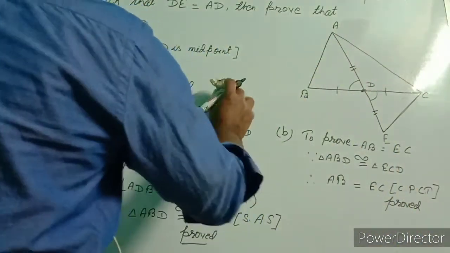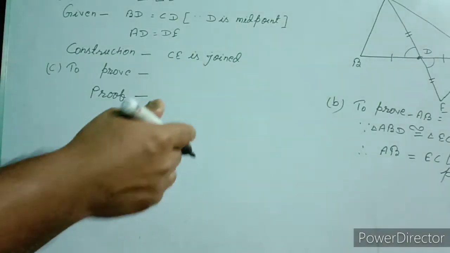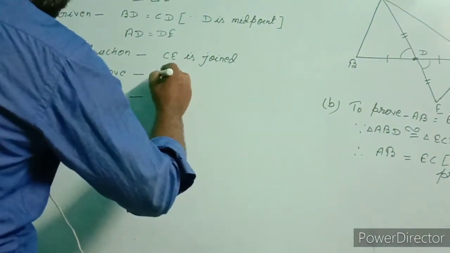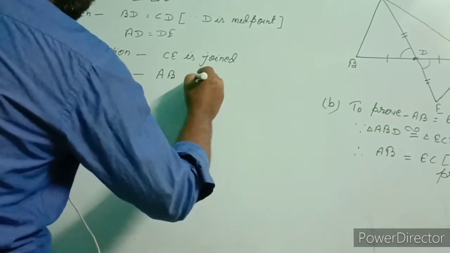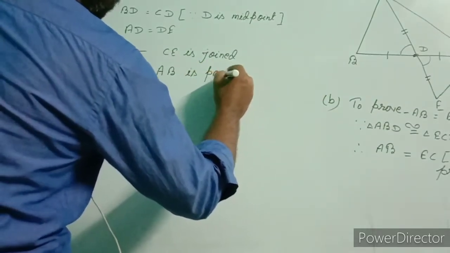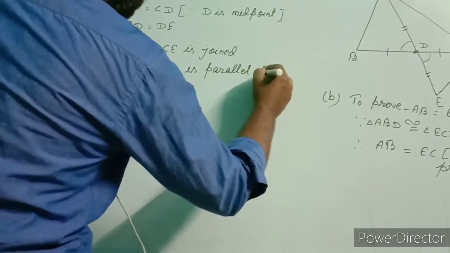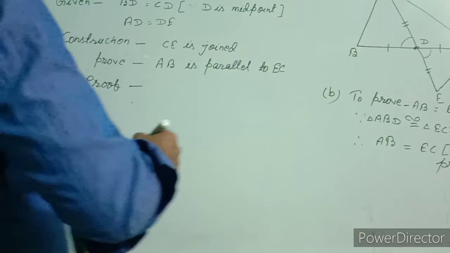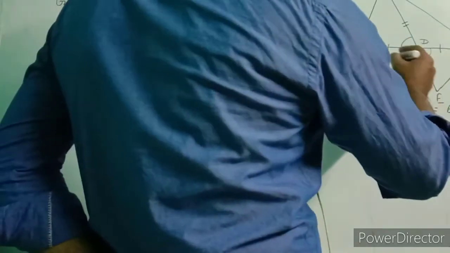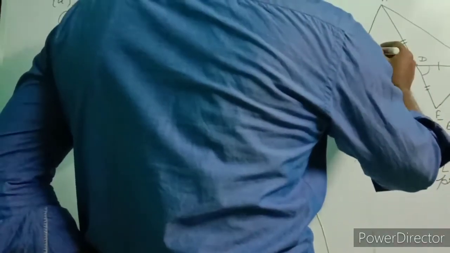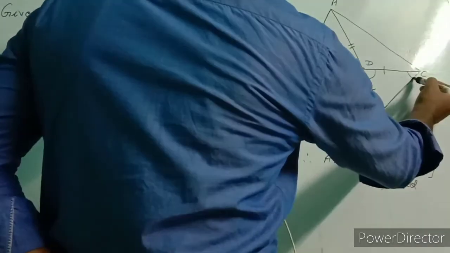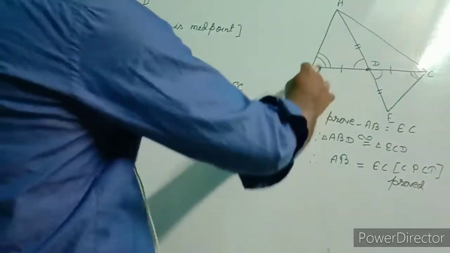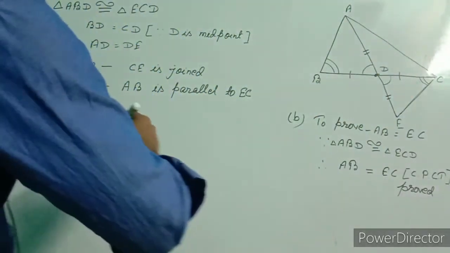One more is there. Question number C, prove AB is parallel to EC. AB is parallel to EC. If we say these two angles are equal, then we can say AB is parallel to EC because these two are the pair of alternate angles.